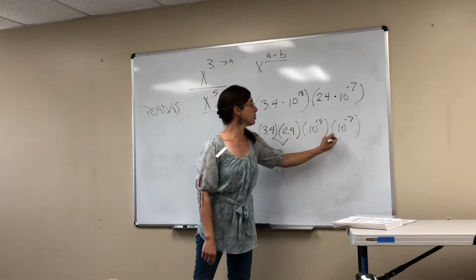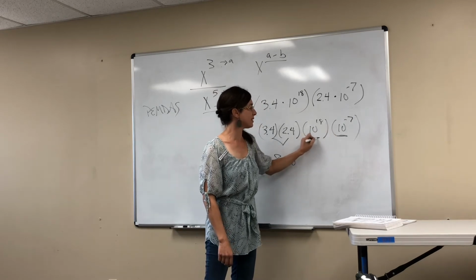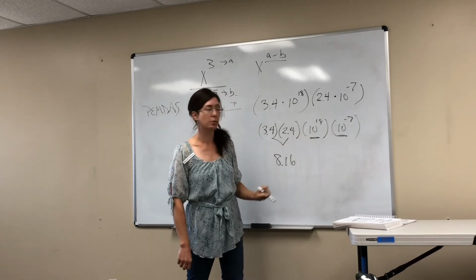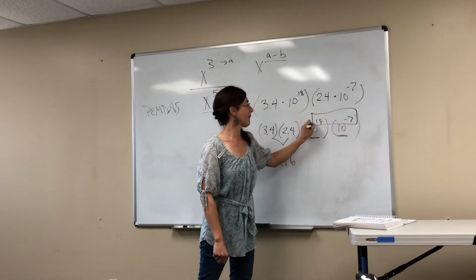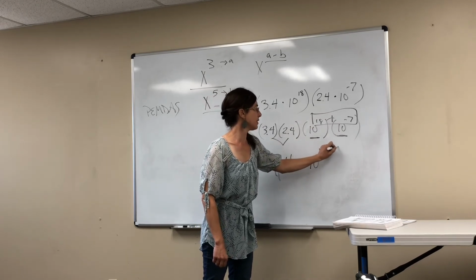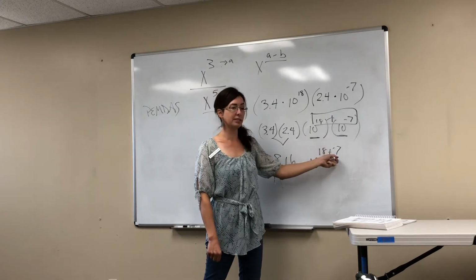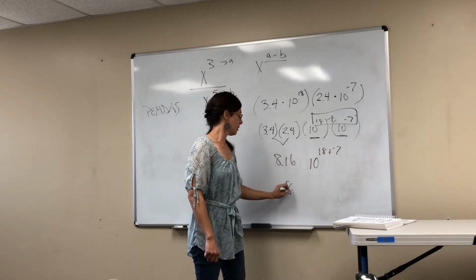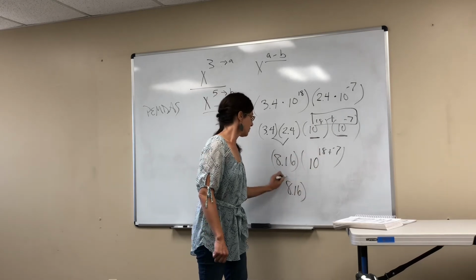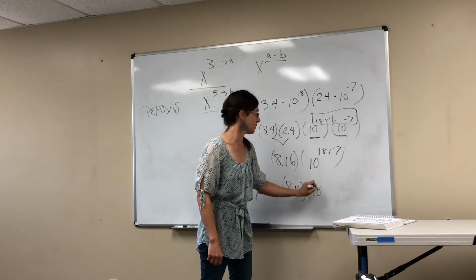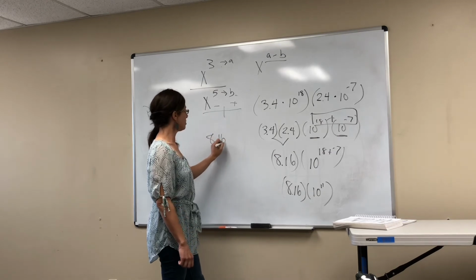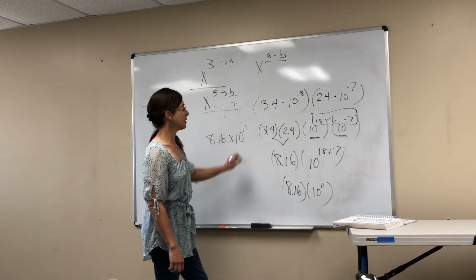I can also see I have two bases that are exactly the same. So what's our rule when we have two bases that are the same that are multiplied? We add the exponents. So I have 10 to the 18 plus negative 7, which is the same as 18 minus 7. So I have 8.16 times 10 to the 11th, since 18 minus 7 is 11. I can write that in scientific notation as 8.16 times 10 to the 11th.